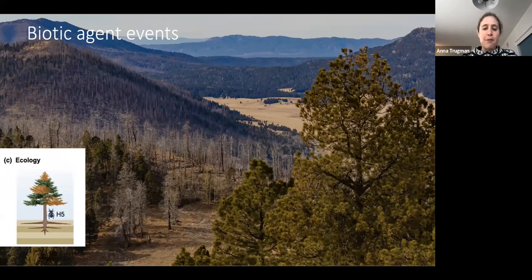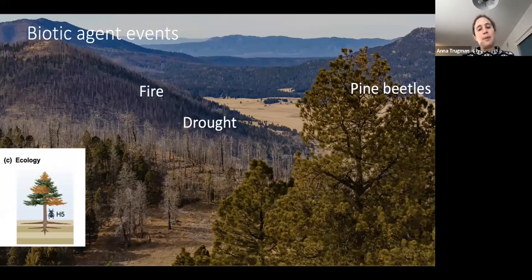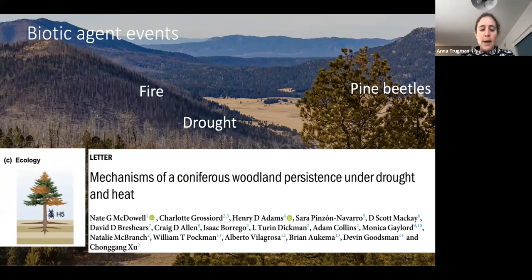These ponderosa pine forests have been really hammered by all of the key disturbances we think about with water limited systems and climate change, including fire, drought, and mountain pine beetles. Nate McDowell and colleagues did this really interesting experiment where they exposed pinyon trees to end of century projected climates that were really quite extreme: a 4°C warming without any CO2 fertilization and a 45% precipitation reduction experiment.